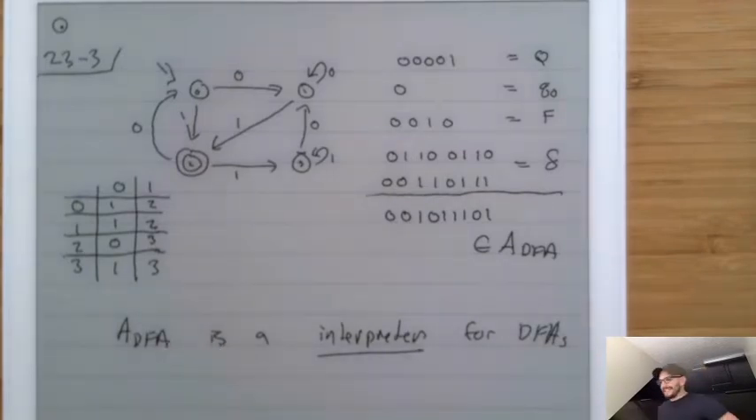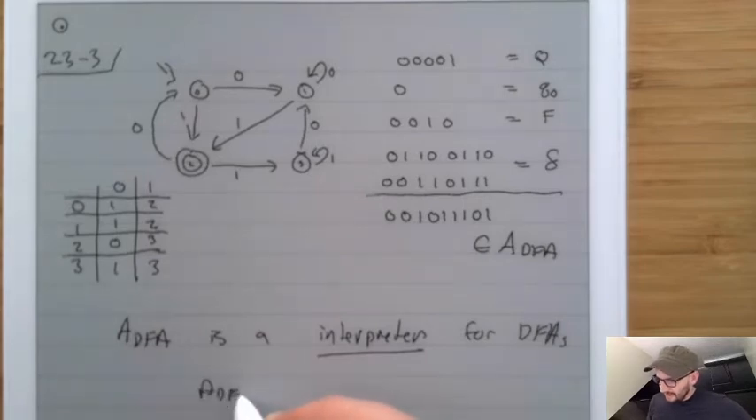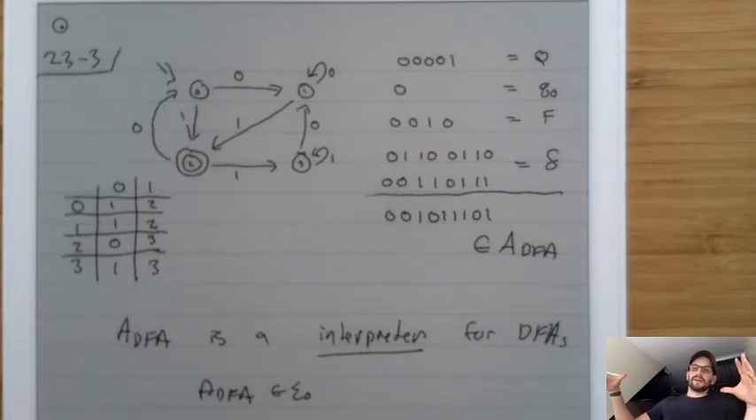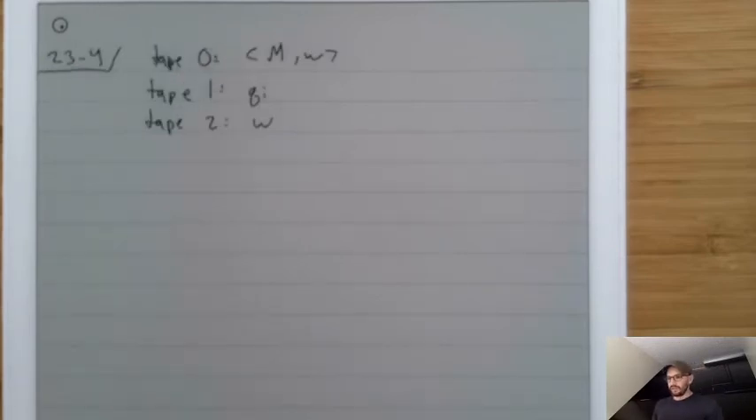So that means that A_DFA is definitely something that is inside of sigma 0. So that means that Turing machines can represent not just every individual DFA, but there's actually one Turing machine that can implement all DFAs, which is really remarkable.